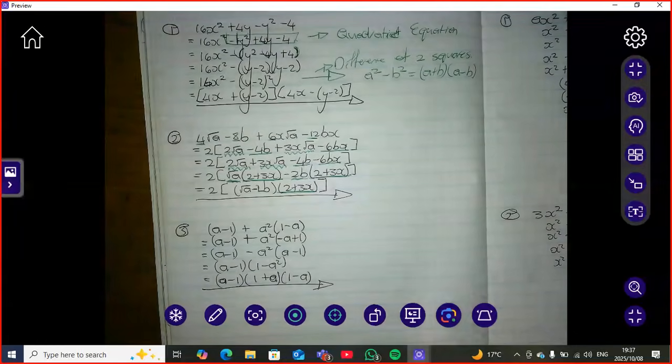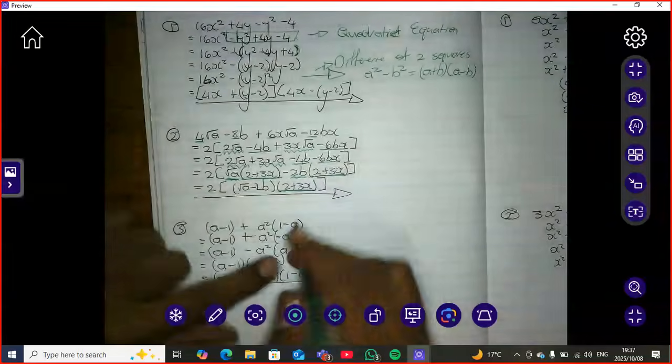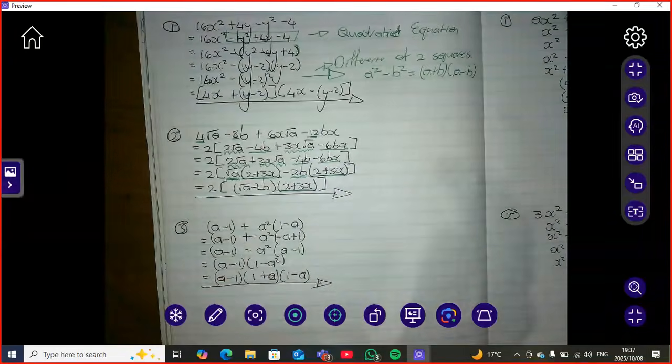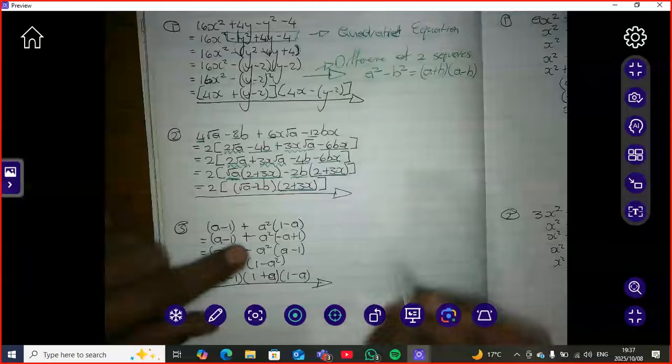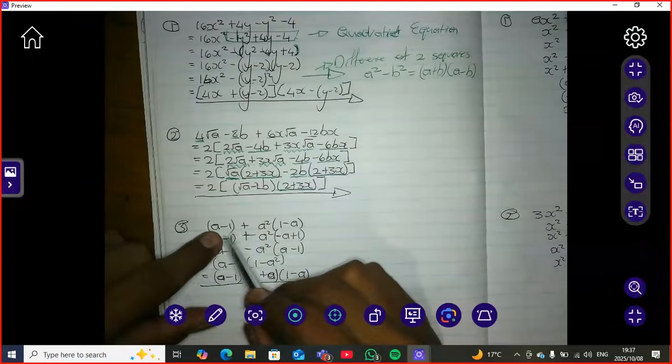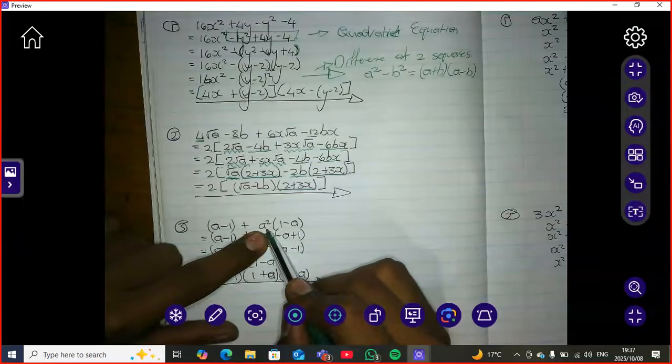Over here, can you see on question three? Take note now. Here we have a minus 1 plus a squared, 1 minus a.